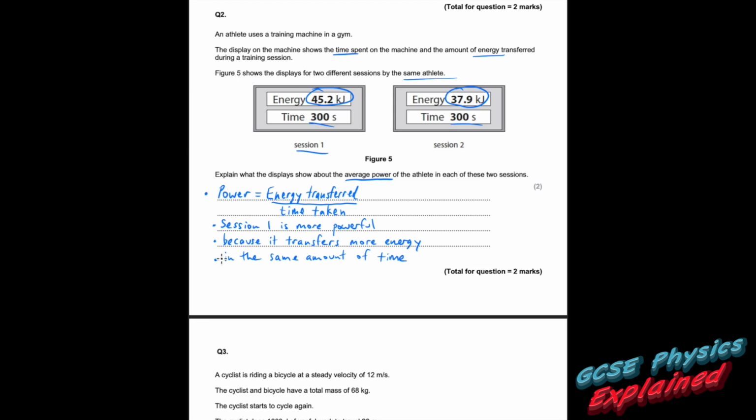You'll actually get 4 marks for that. It's only worth 2. Other ways to get the marks is by putting the actual values in. So session 1 would be 45.2 kilojoules divided by 300 seconds, which is 0.15 kilowatts. If that's in kilojoules, then this will be in kilowatts. Remember, 1 watt equals 1 joule per second.